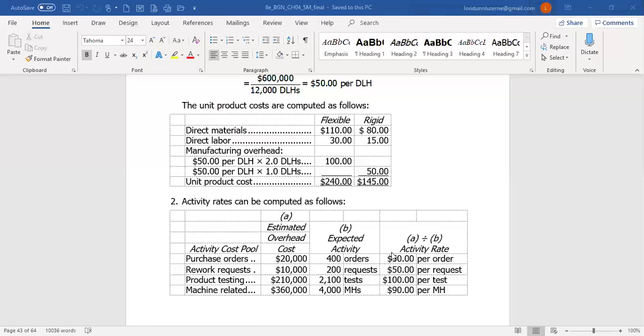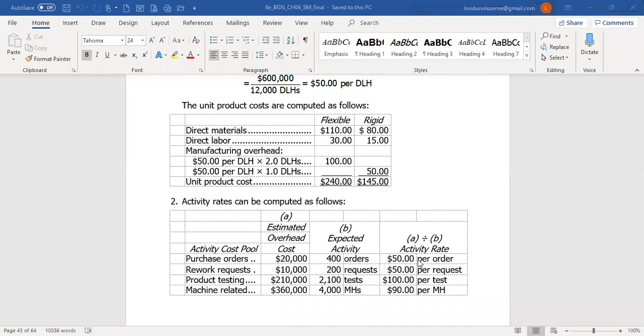So there is $20,000 in costs. The total number of orders is 400. So $50 per order. The rework request total cost is 10,000. Expected 200 requests, or $50 per request. So now we're costing it based on pools of activity and the related number of activities.